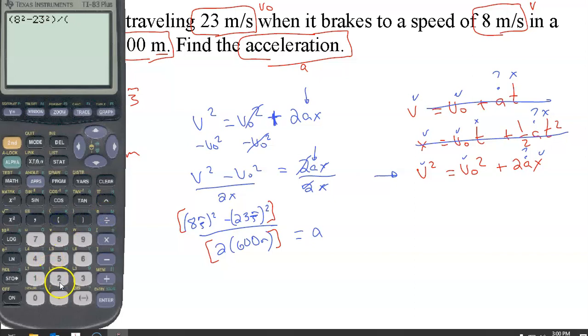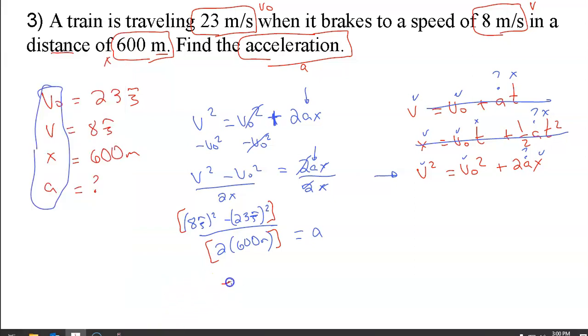Downstairs I've got divided by 2 times 600. See how that's all inside the parentheses? You don't really have to close it here, but I'm going to. Looks just like the things there. And we get a negative 0.3875. And you say, negative? Why is that negative? And then you go, oh yeah, the train's slowing down.